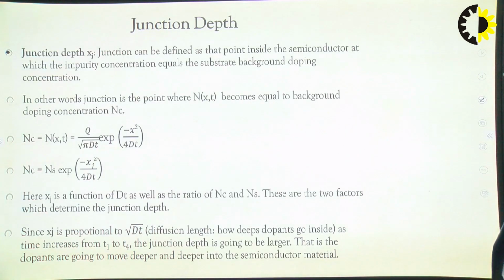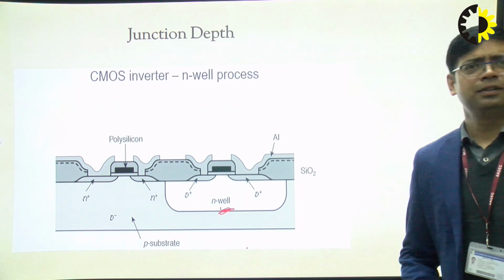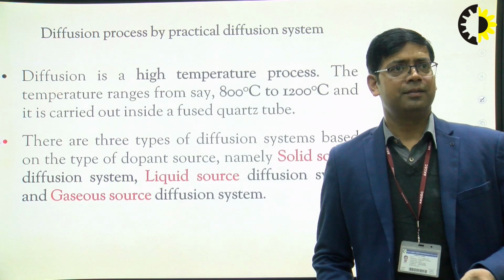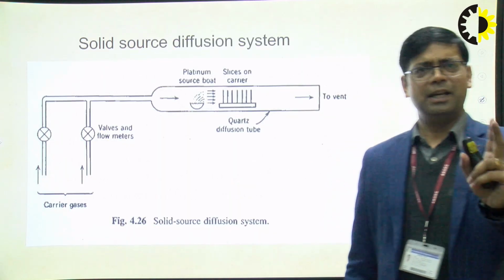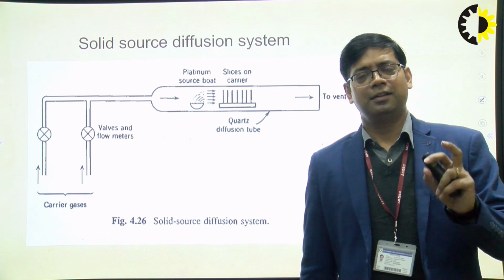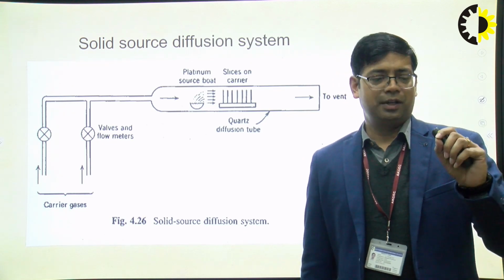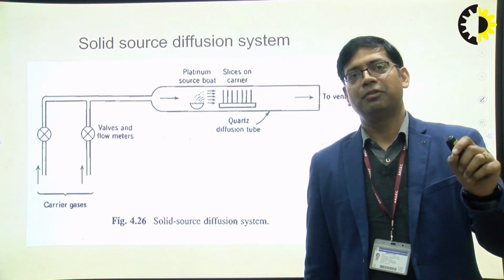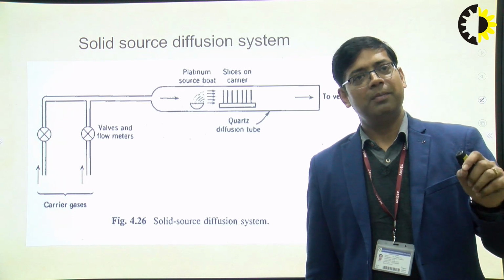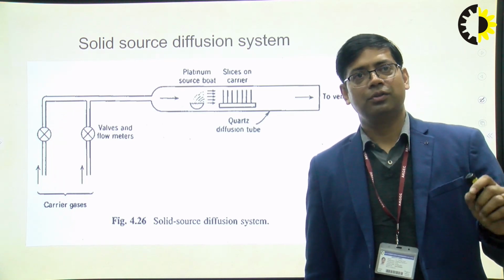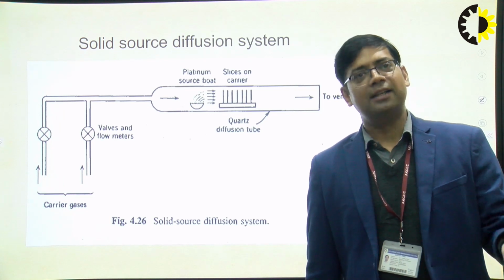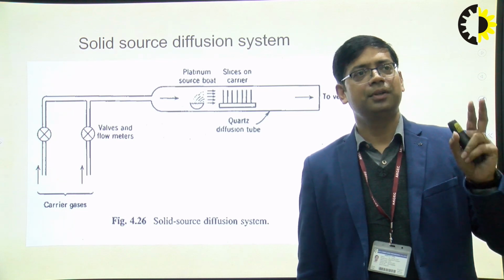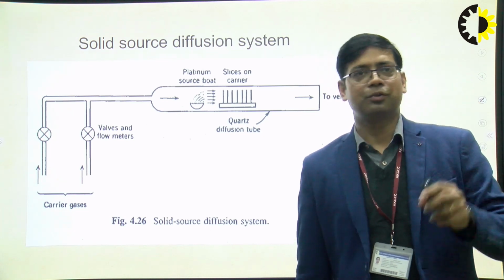Quickly, finally, I would like to tell you about the various diffusion systems also. We have three types of diffusion system based on the source. The dopants that we introduce into the wafer may have a solid source, liquid source, or gaseous source. So based on that type of dopant source, there are three kinds of diffusion system: solid source diffusion system, liquid source diffusion system, and gaseous source diffusion system.